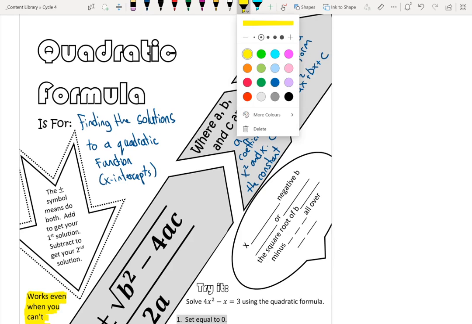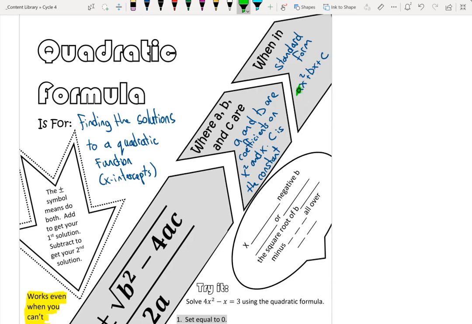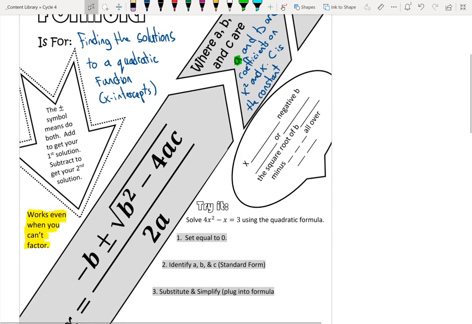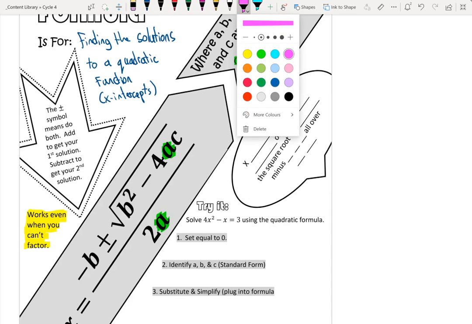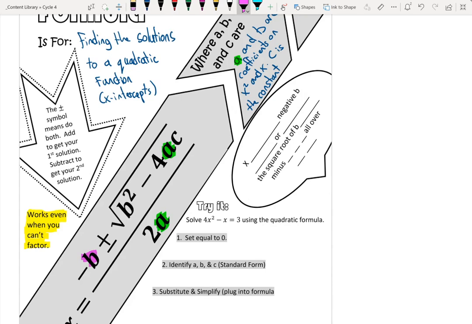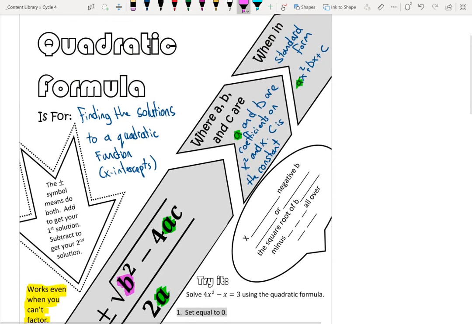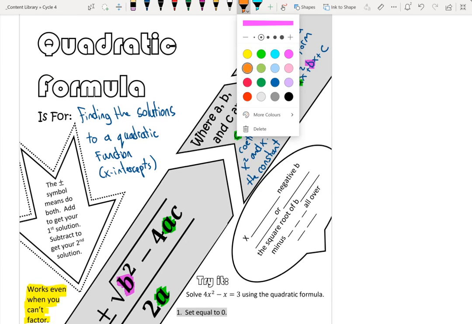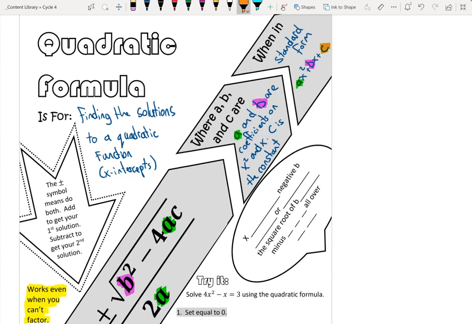So we'll go back and highlight all those key things. So a we see is the first value. It's with the x squared, and we can see a in the formula here. For the next one, b, we can see b in the formula here. The b is the coefficient with x, and we can see that again here. And then finally, the c value is the constant, and we can see that here.